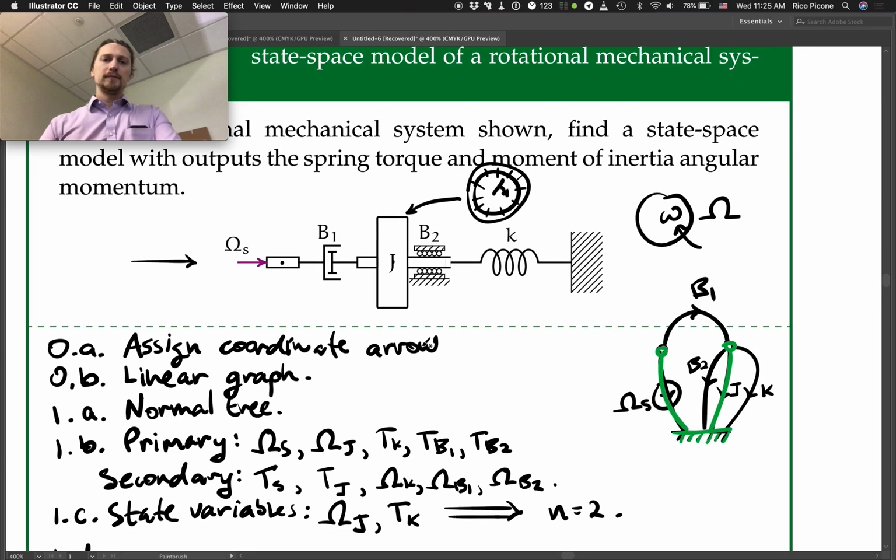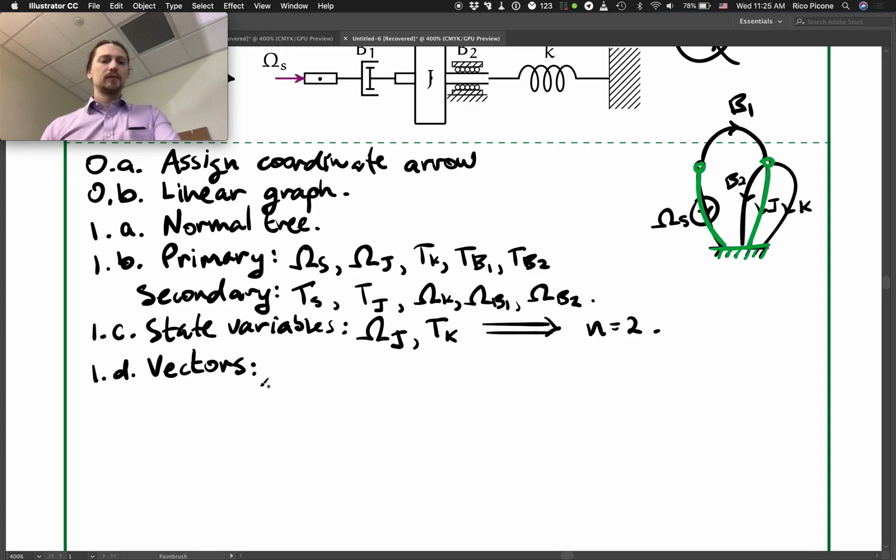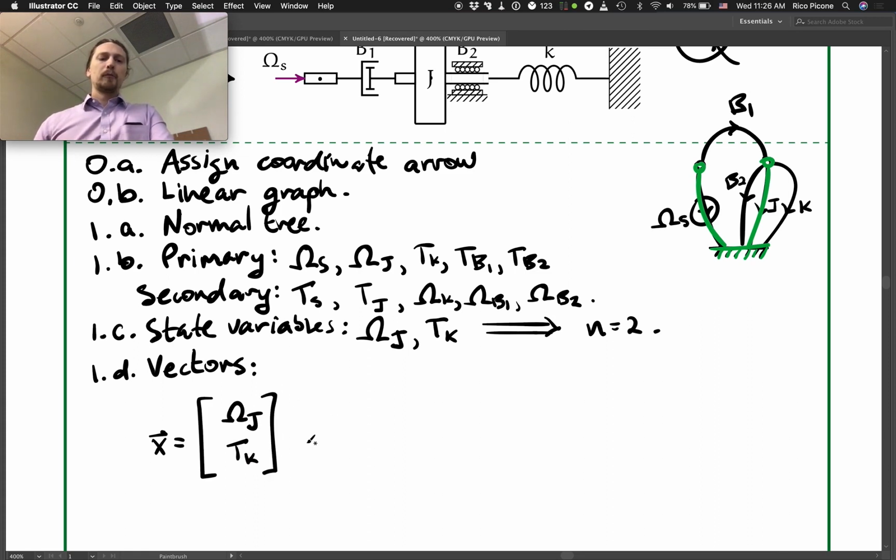D. So we need to do our vectors, right? So our state vector, input vector, and our output vector. So we have x equals, and then you just create a column vector with all of our state variables. It's arbitrary which order you choose them to be in. As long as you stick to that order, you're good. So there's our state vector.